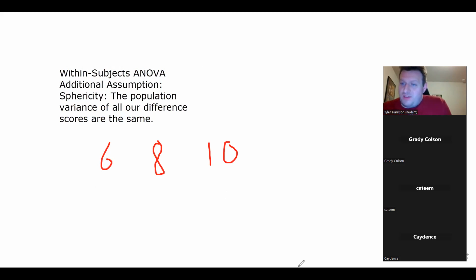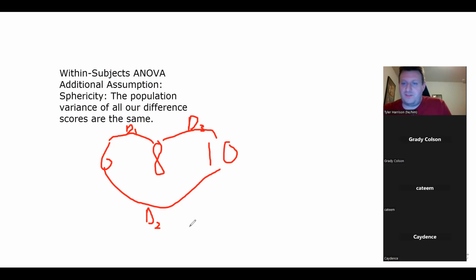So for within subjects designs, we calculate difference scores. We take people over here when they're 6 and subtract their score when they're 8, and that's maybe our first difference score. Now we do it again, 6 and 10. We subtract 6 from 10, and we're going to say that this is difference score 2. And to finish it up, we take the scores of when people are 8, subtract them from the scores when people are 10, and this is our third difference score.